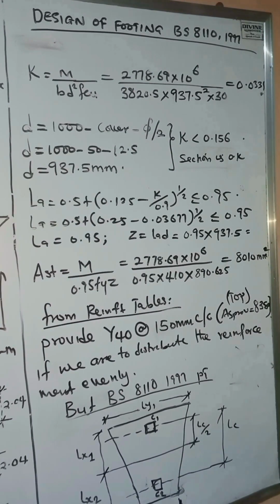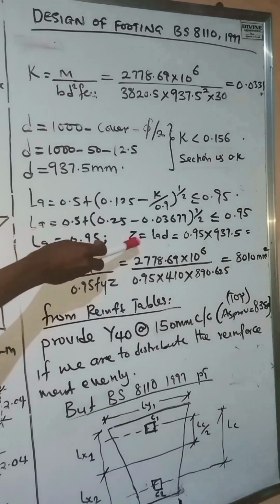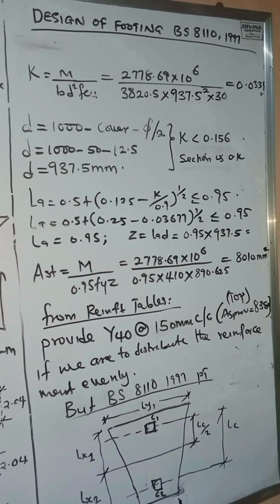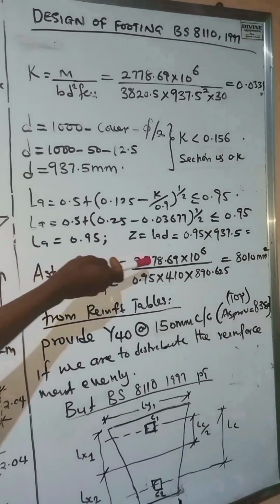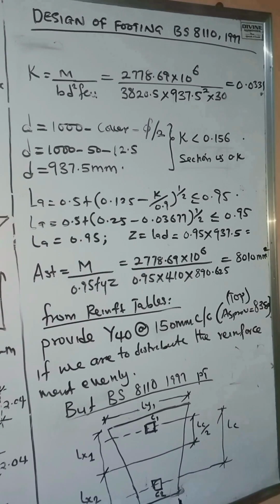Now we look for the lever arm. Work out the lever arm. We're going to have it to be 0.95. We'll solve for our Z. We'll have 0.95 times the effective depth. So the area of steel required is this. Work out the area of steel required. We have 8,010 mm square.